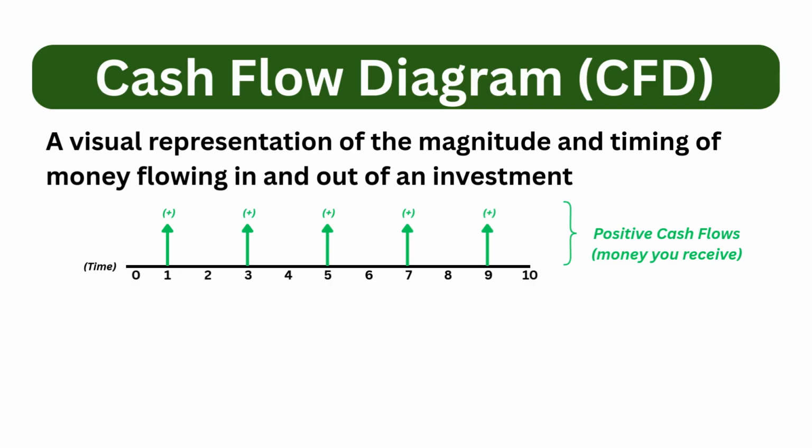An upward arrow means money coming in, a positive cash flow. A downward arrow means money going out, a negative cash flow. The arrows are placed exactly where the cash flow occurs, and although their lengths can roughly suggest size, perfect scaling usually isn't necessary. Most importantly, the diagram is always drawn from the investor's perspective. If you pay money, it's negative. If you receive money, it's positive.